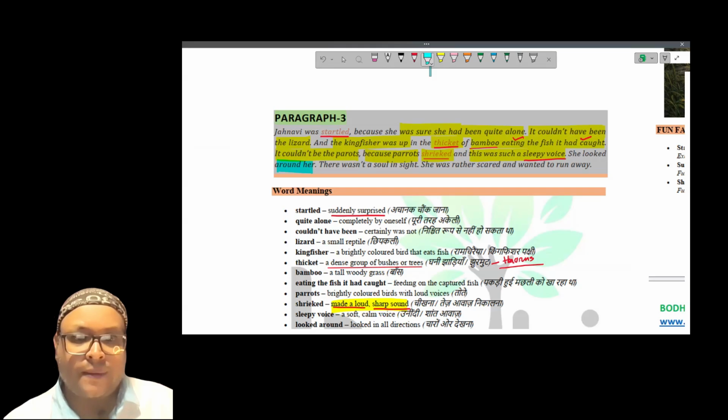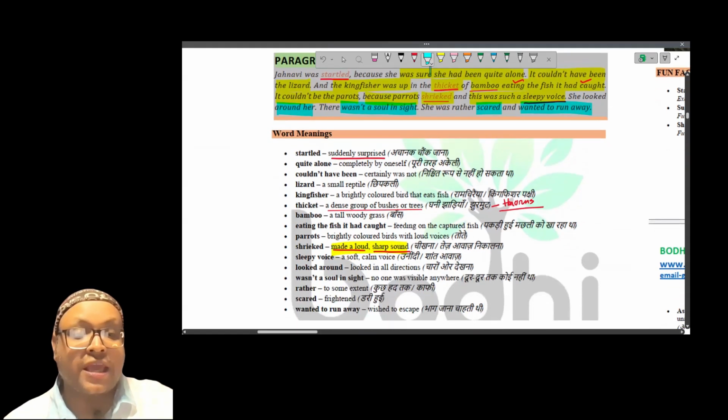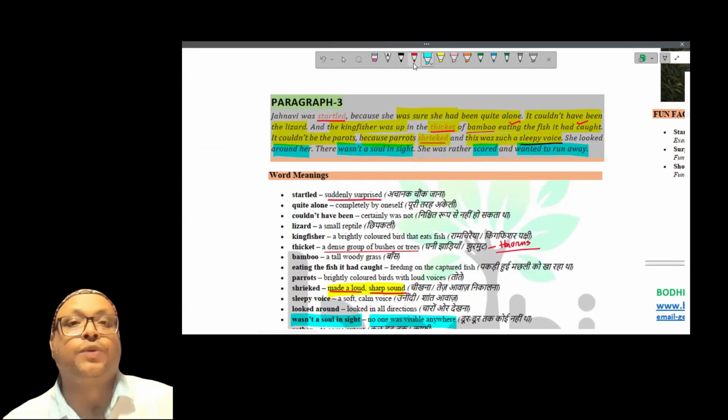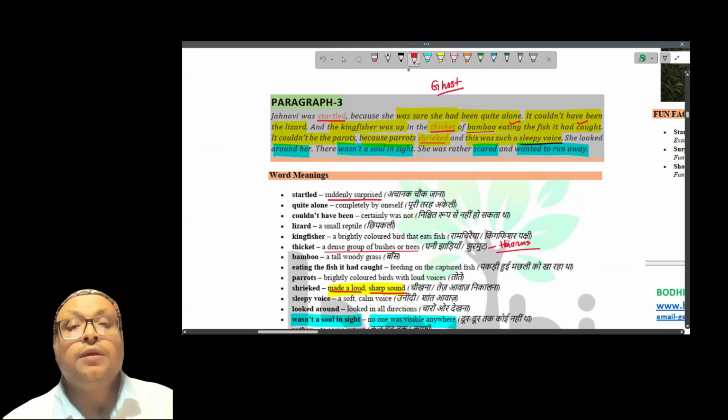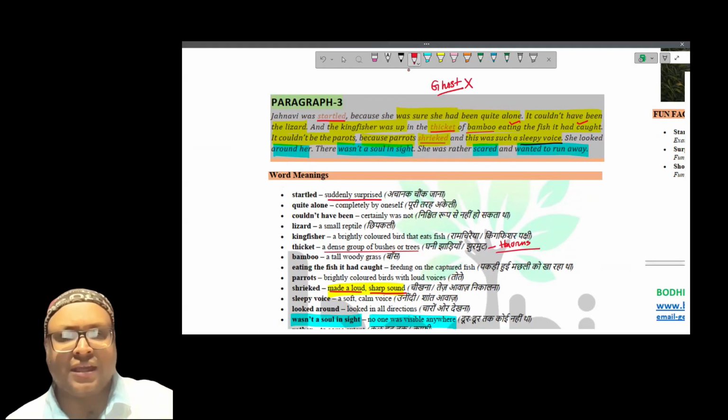She looked around her. There wasn't a soul inside. She was rather scared and wanted to run away. Now she was scared, frightened, wanted to escape from there. What does it mean by there wasn't a soul inside? No one was visible anywhere. Then who is talking? When you are in this kind of a situation, you might feel a little spooky. You might think this is a ghost and something like that. But there is no ghost here. Here the river is talking.